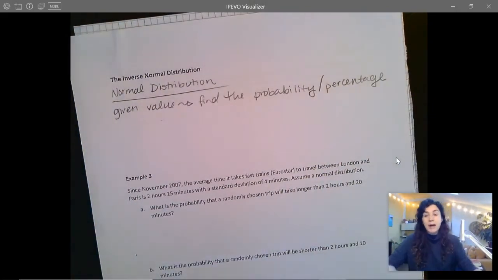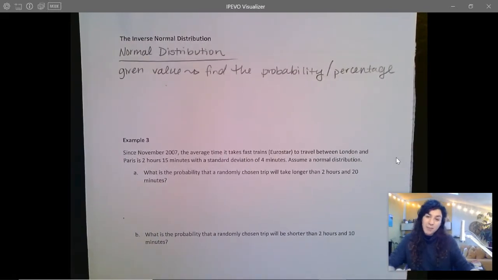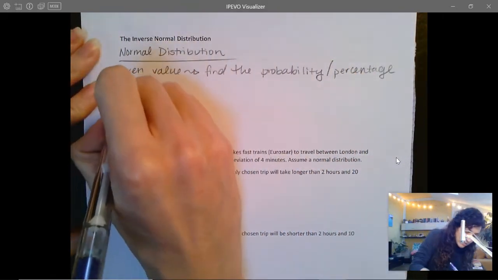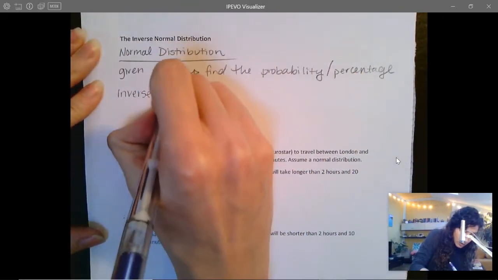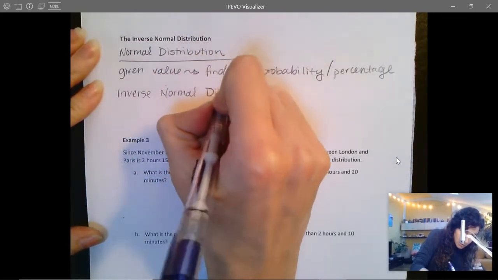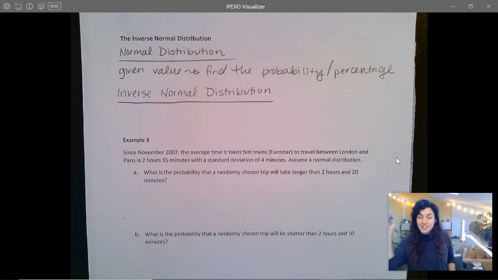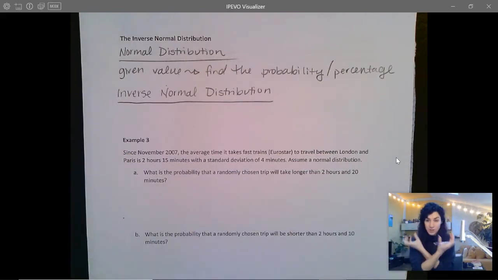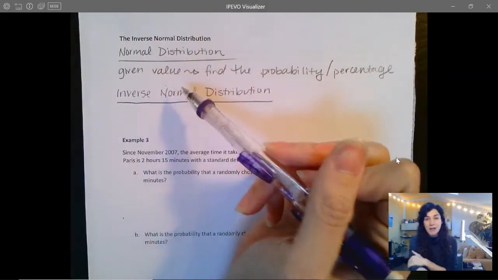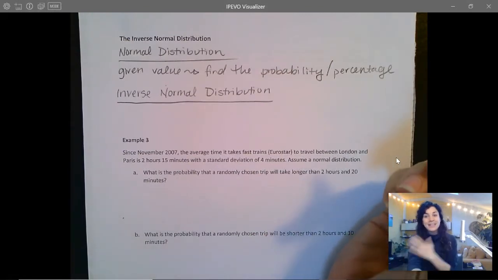We now are going to talk about a second type of normal distribution problem, which honestly is probably the most common one because it's the one that makes the most sense when we're trying to analyze this in the real world. The inverse normal distribution is exactly what you know about inverse functions. Remembering all the way back to when we talked about inverse functions, inverse normal distribution is when we take our input and our output and we switch them. We're normally given a value and told to find the probability and percentage. Now it's just going to be flipped.